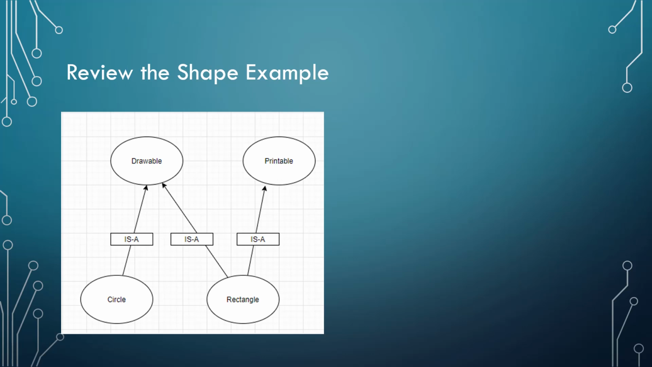So let's recall our shape example from our previous lectures. We have a circle and we have a rectangle. So a circle is a Drawable. And remember that we did Rectangle and we implemented Drawable and Printable for Rectangle. So Circle is a Drawable and Rectangle is a Drawable as well as being a Printable.